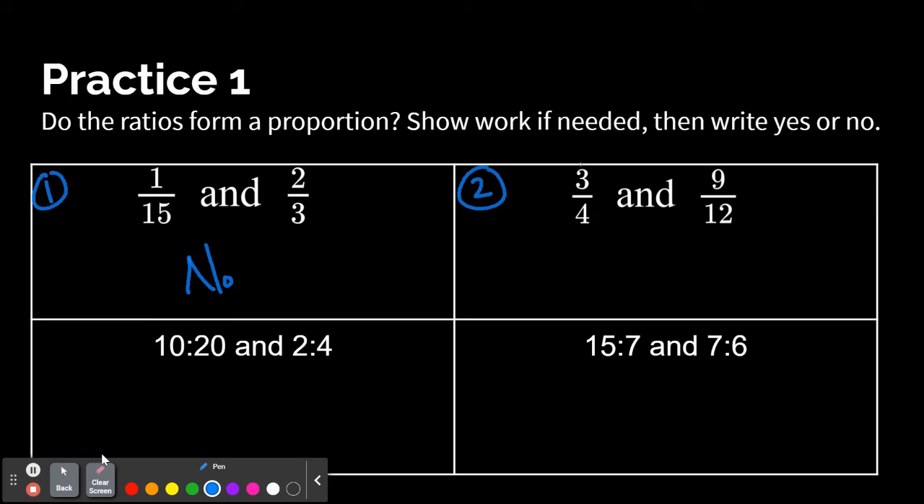All right, we have 3/4. Again, that one is already reduced. Let's reduce 9/12. Well, 9/12 can be divided top and bottom by 3, and we see that it reduces to 3/4. So are those two ratios equivalent? Yes. So are they proportional? Yes. Go ahead and try number 3.